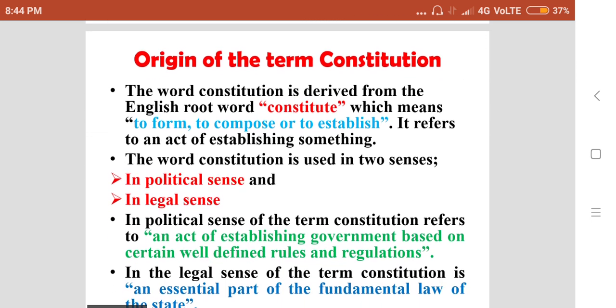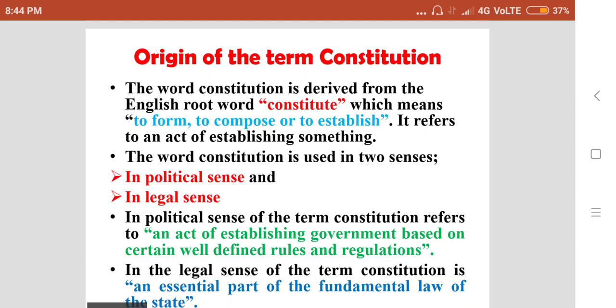Now let us move to the origin of the term constitution, how the term constitution began. The word constitution is derived from the English root word constitute, which means to form, to compose, or to establish. So this word constitute refers to an act of establishing something. It may be a government, or it may be an association, it may be an organization.